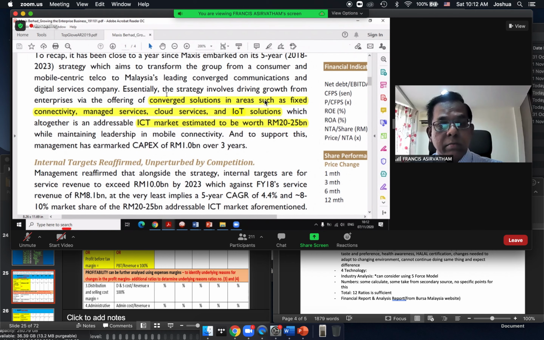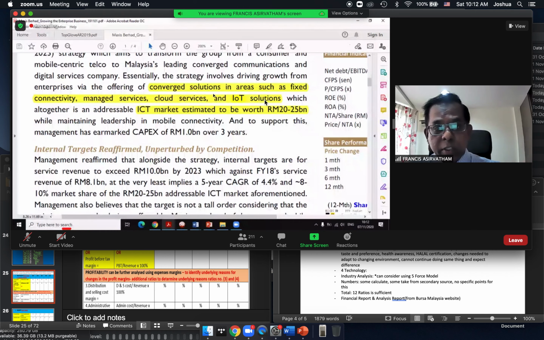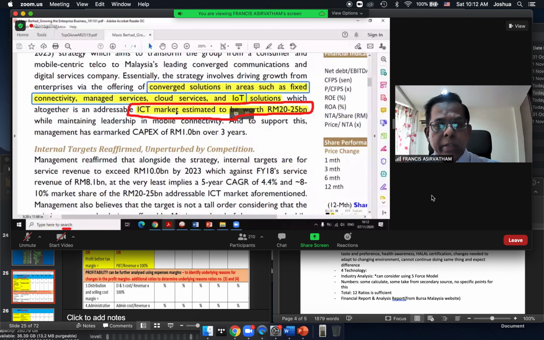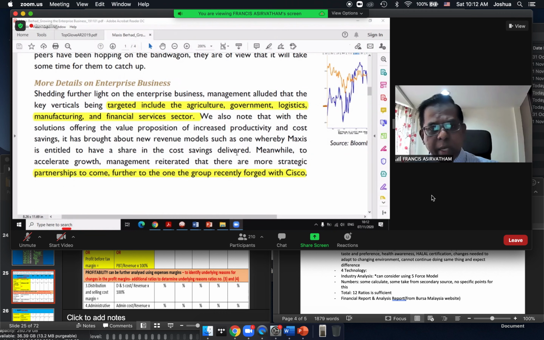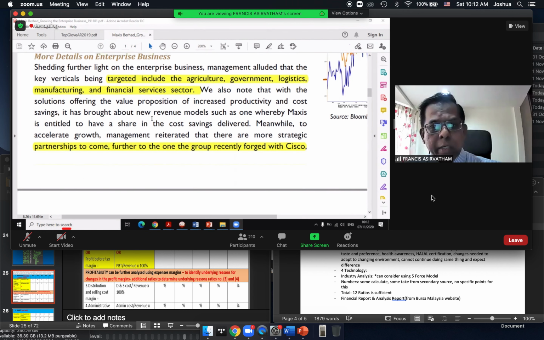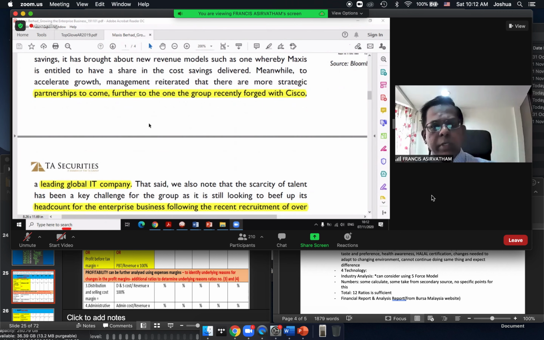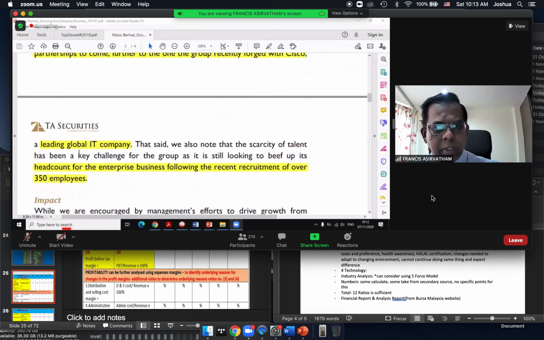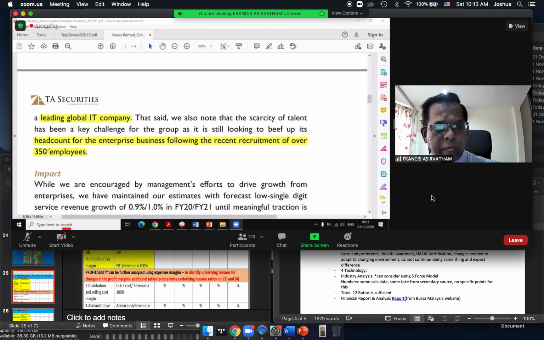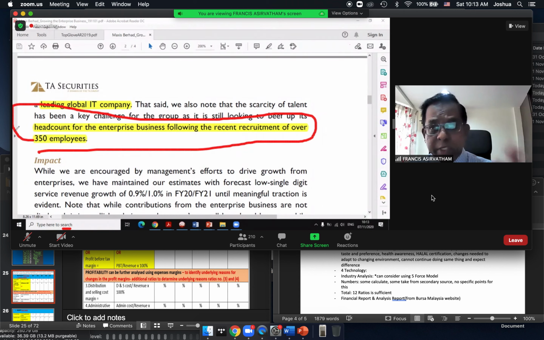The company has a big future, 20 to 25 billion in the ICT market. The only problem with this company is that it was the first company to enter the market, but is still sitting on it with poor performance. The ICT market comprises agricultural, government, logistic and manufacturing sectors. The solution given is that the company must go into these sectors, have a strategic partnership with Cisco, a global IT company, and improve headcount, which means manpower, human capital.